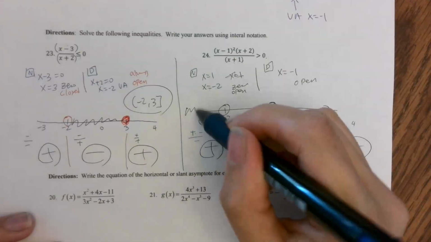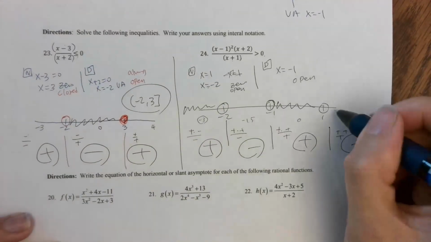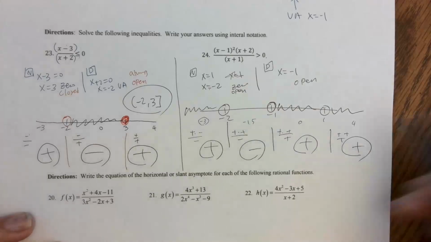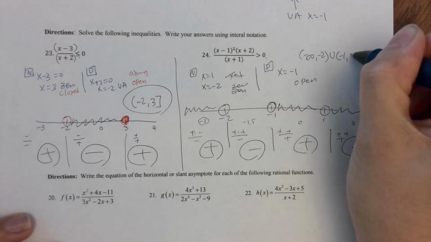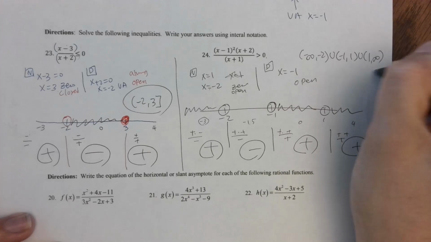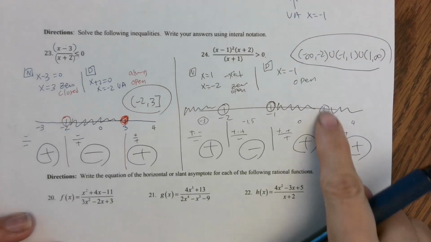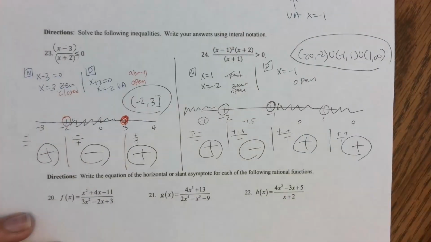Greater. Why greater? Well, we want the positive. So it's going to be negative infinity to negative 2, parentheses, union negative 1 to 1, union 1 to positive infinity. Why did I stop at 1? Because it's an open circle, so you've got to stop.